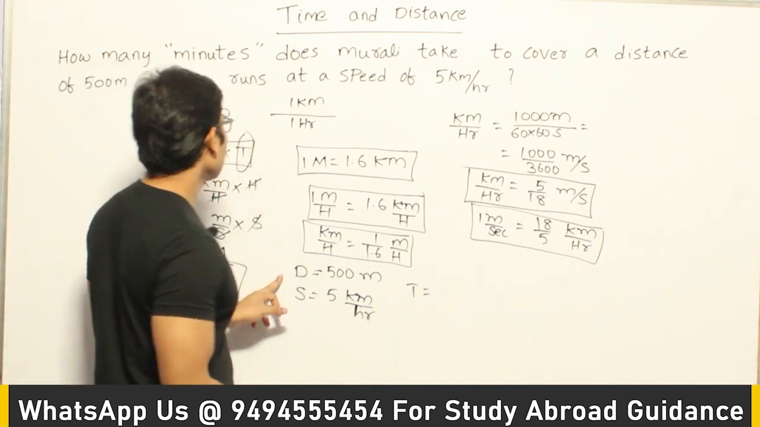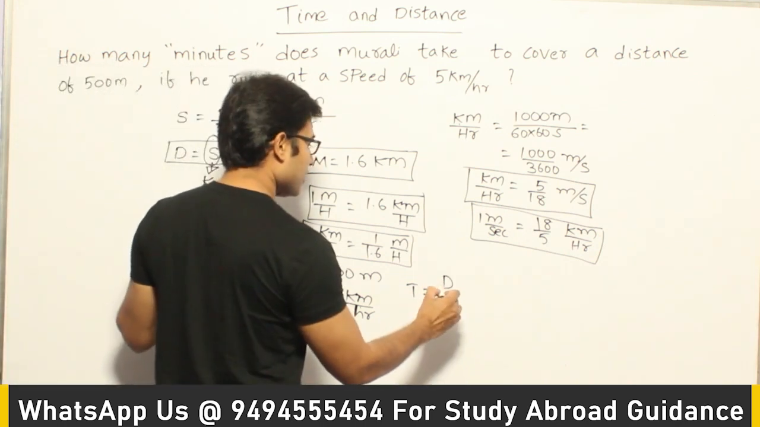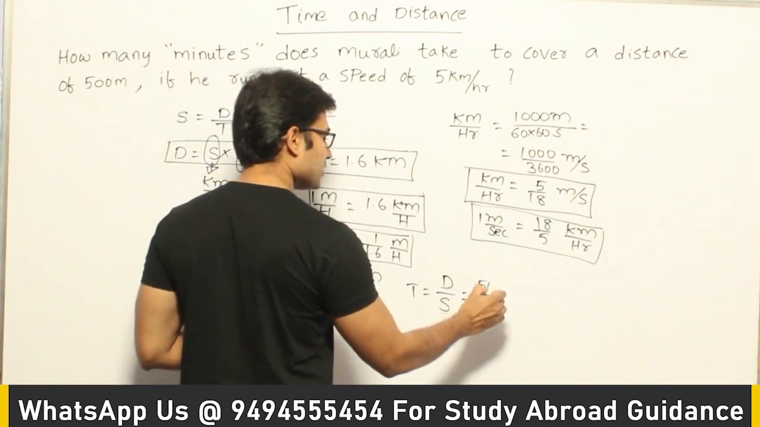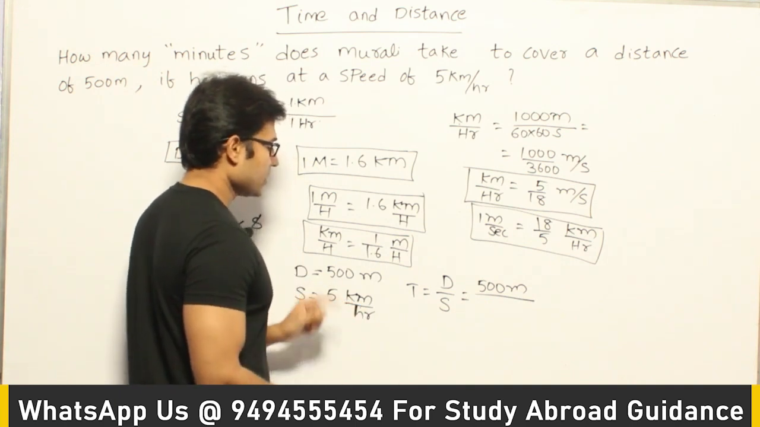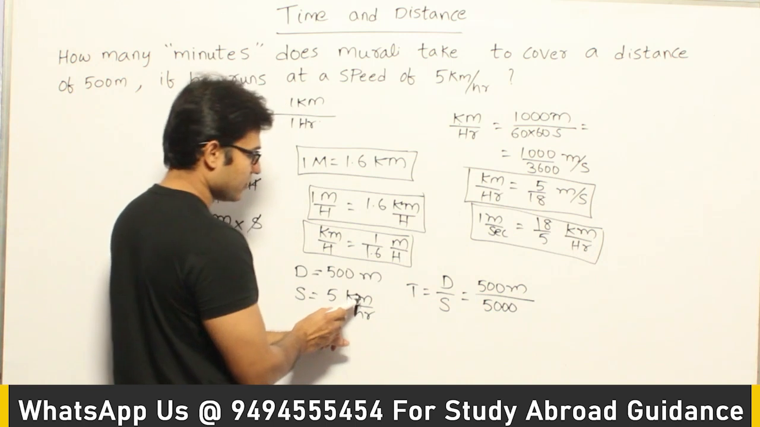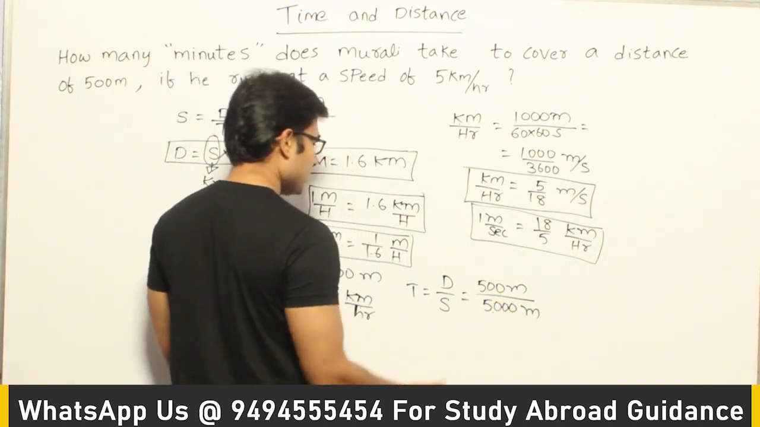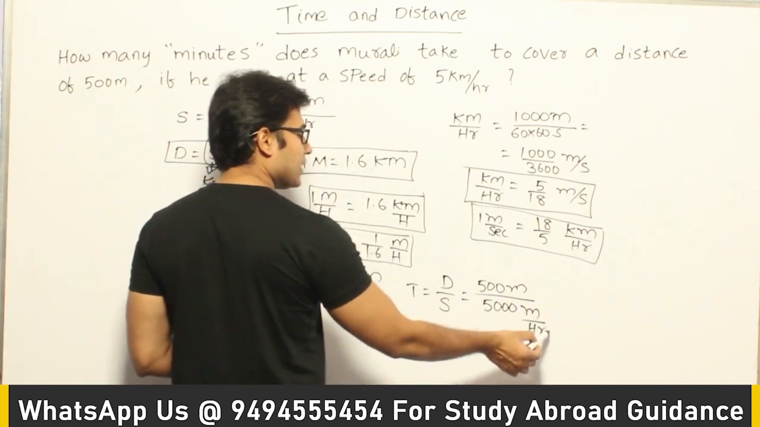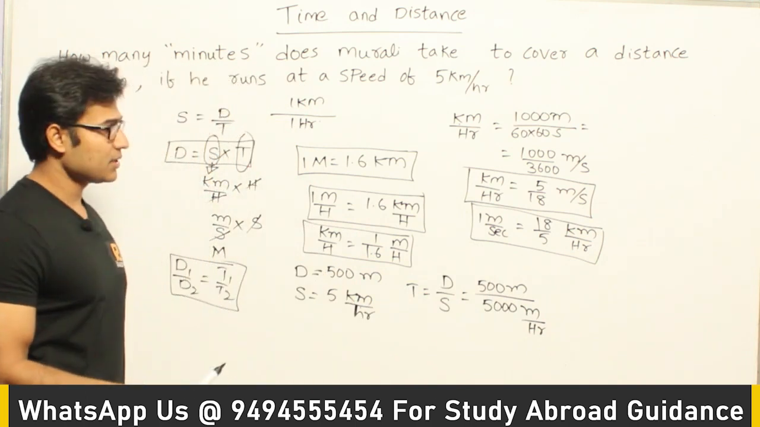So time will be equal to, see this, from this one, time will be equal to distance by speed, right? Distance by speed. Now what is distance? Distance is 500 meters. 500 meters divided by what is the speed? 5 kilometers per hour. So 5 kilometers per hour is nothing but 5000 meters per hour. I am just converting kilometers to meters so that they will cancel here, right?